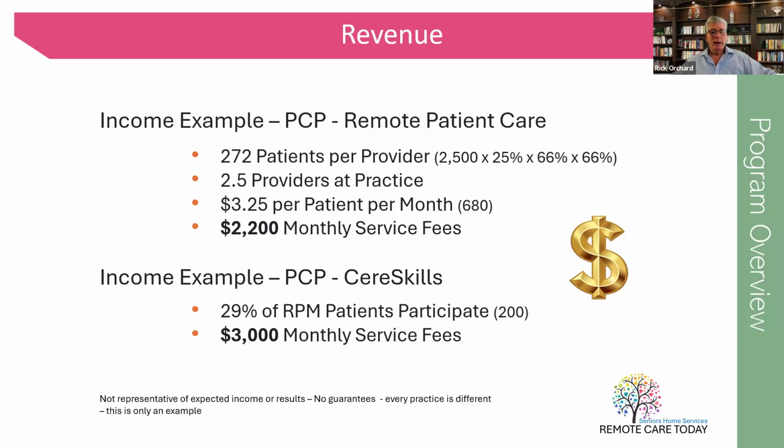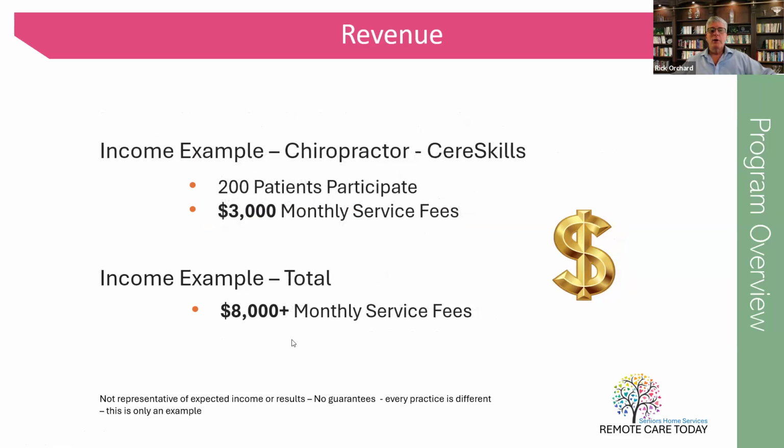And then we're assuming in this model here that only 29% of those patients will also enroll in Sarah Skills. Well, maybe 40, 50, 60, 70% will. But if only 29% of them do, well, there's another $3,000 a month. And then you drive down the street and you enroll your chiropractor in Sarah Skills. They have 200 patients. There's another $3,000. So that's over $8,000 a month that you can make by enrolling your doctor's practice and your chiropractor.